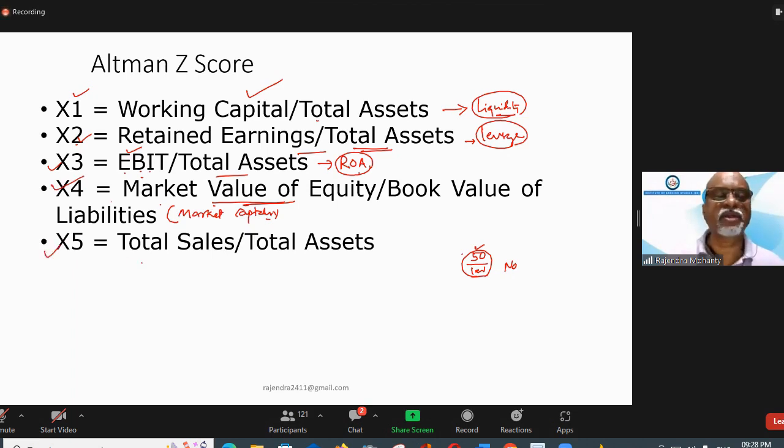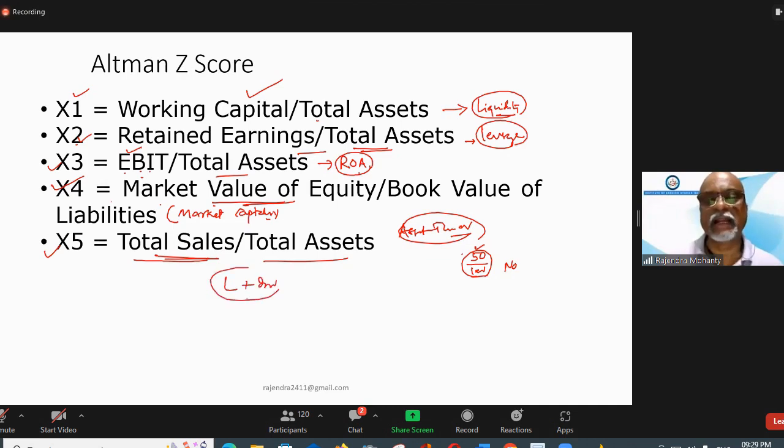And X5 is your total sales to total assets. So basically, this indicates your asset turnover. Total sales means what? What is the bank's sales? Which figure will you take? Loans and advances, sir. Very good. Loans and advances and investment also. So basically loans and advances plus investment are our sales.